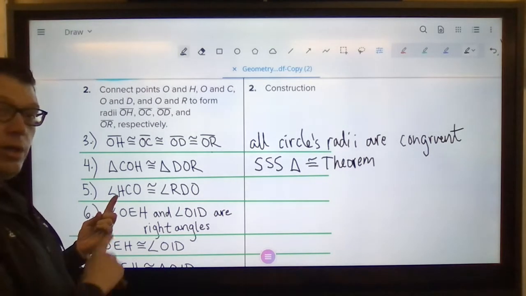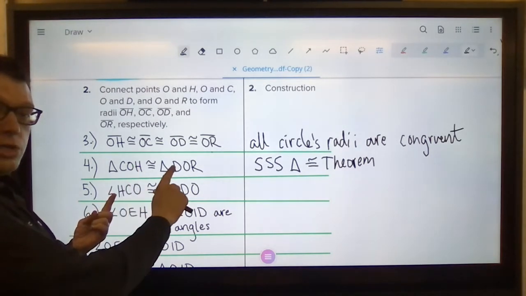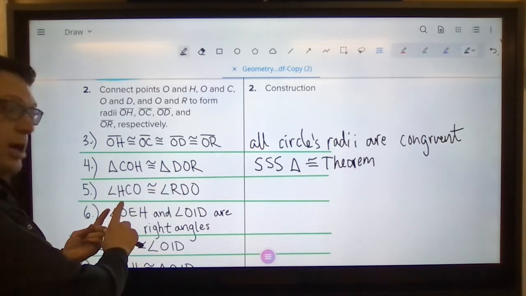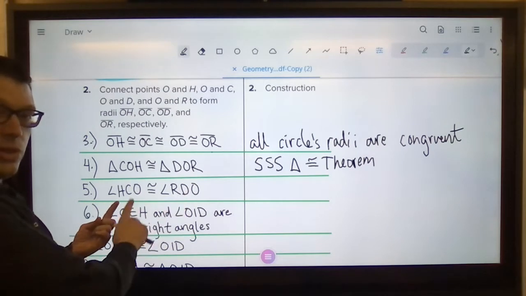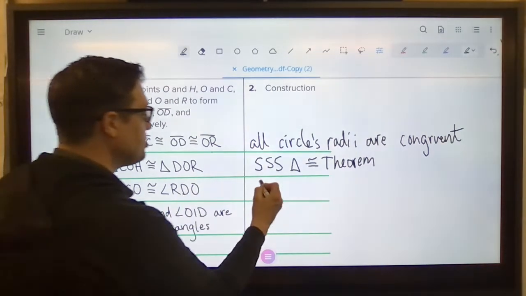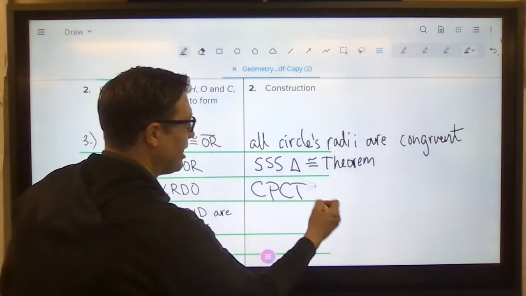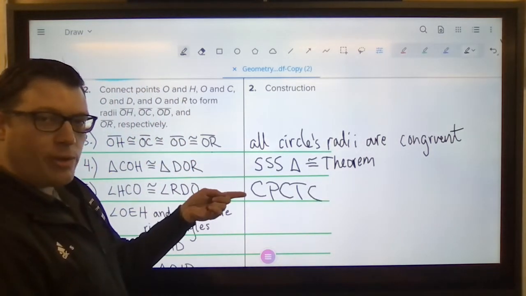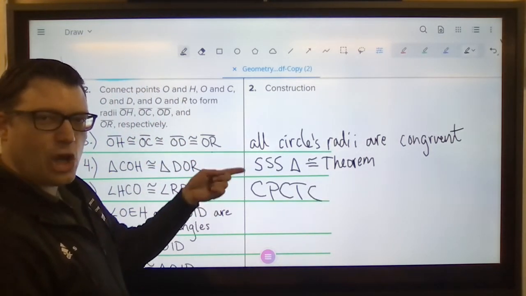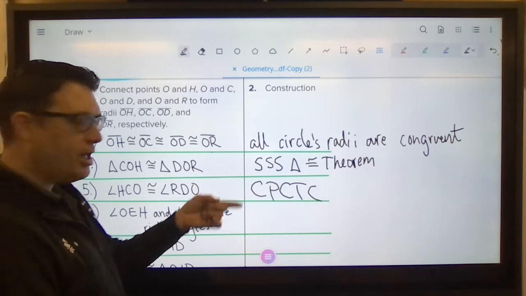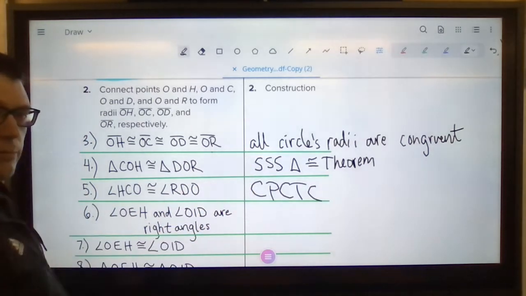So if triangle COH is congruent to triangle DOR, then the angles in those 2 triangles are also going to be congruent. And so after this statement, you always write CPCTC. It's like they go together like peanut butter and jelly. They are matching in the problem.